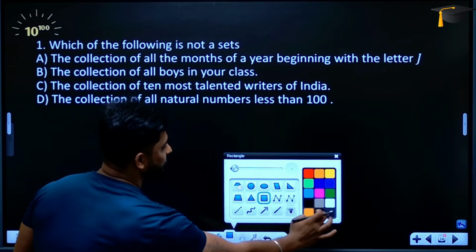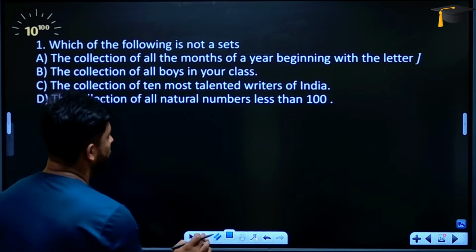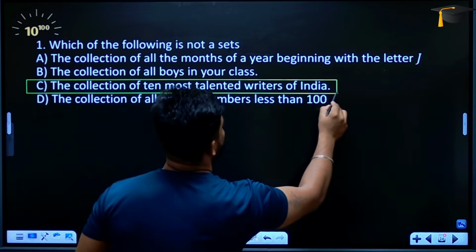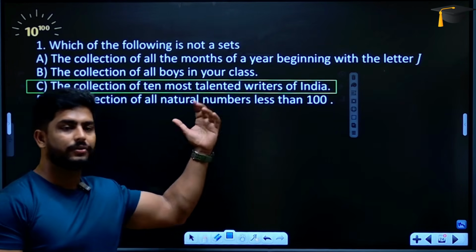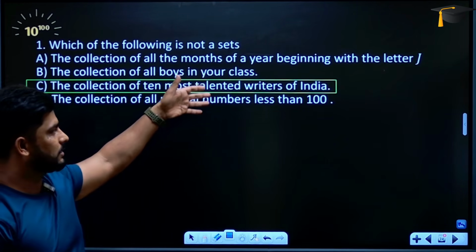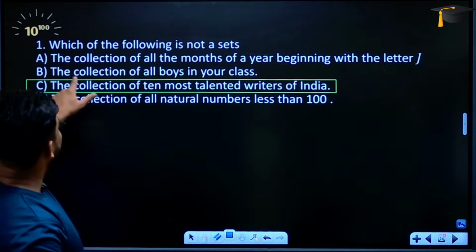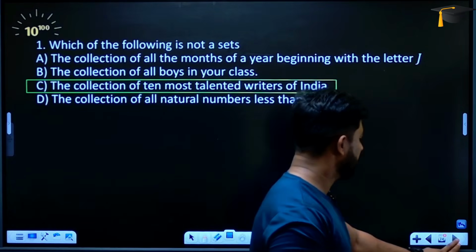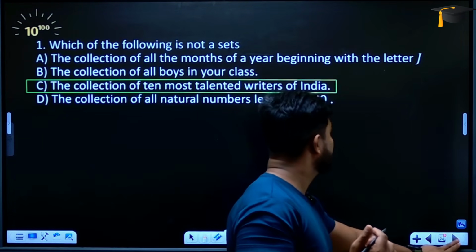So first one, which of the following is not a set? Of course, I have told you many times. Collection of most talented writers of India, right? This varies from person to person, so we can't say it's a set. Apart from that, the rest are all clearly sets. In the second option, if it were bad boys instead of good boys, then it would be wrong. So option B would also be wrong. So here option C is the right answer.